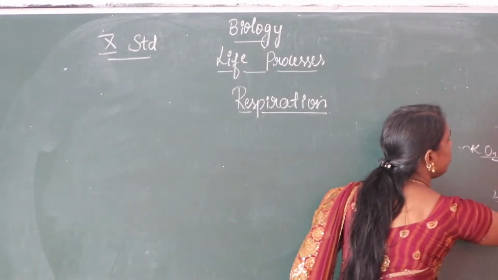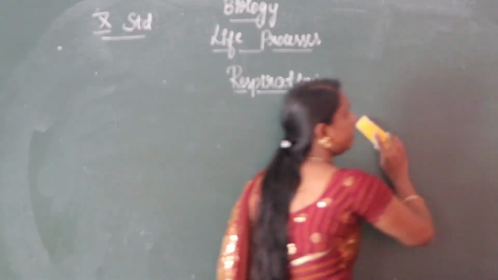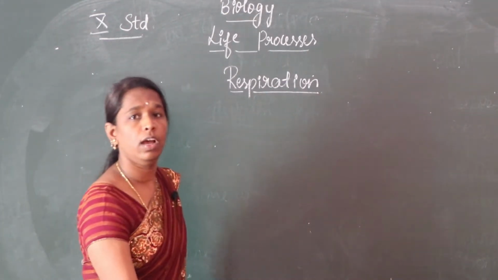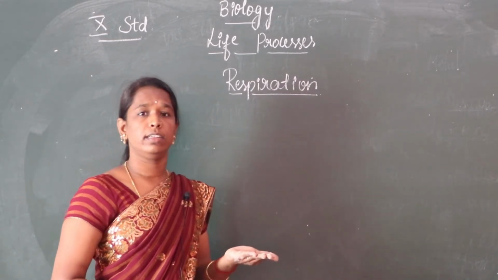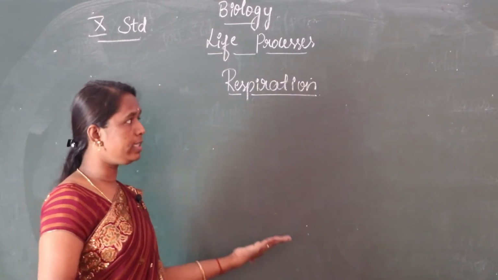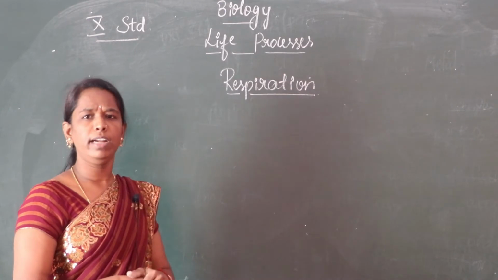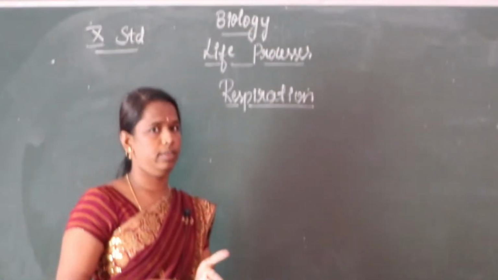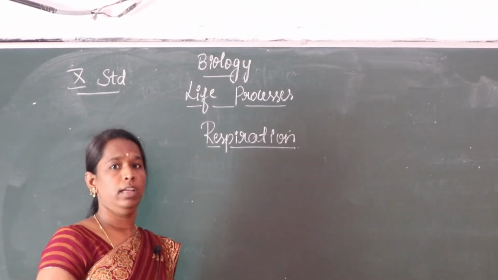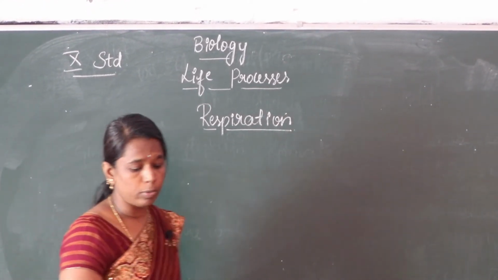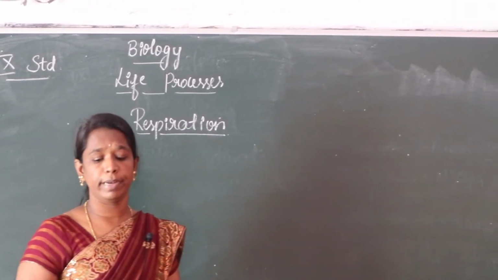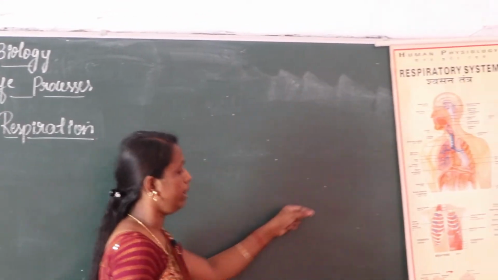So you know the respiration definition. It is a process of taking oxygen and giving out carbon dioxide. The blood transports the oxygen to all parts of the body. Let us discuss the respiratory system in human beings in more depth.